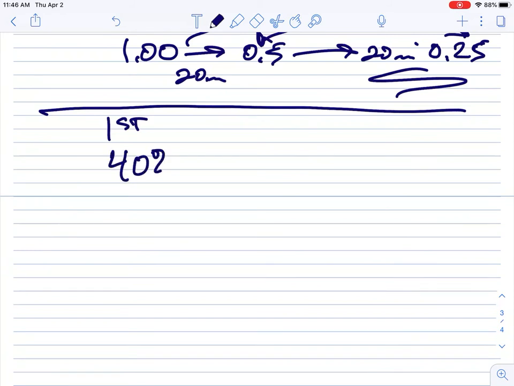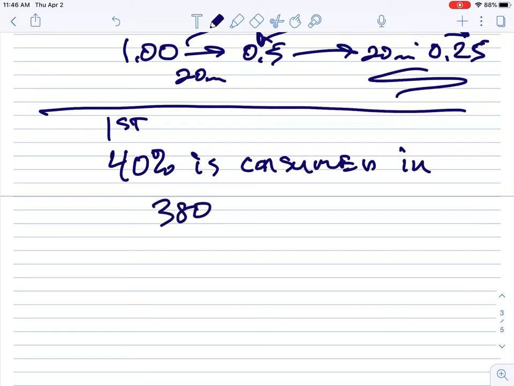And we know 40% is consumed in 380 seconds. So what I want to figure out is what's the value of K, and then I also want to figure out what the half-life is going to be, okay?